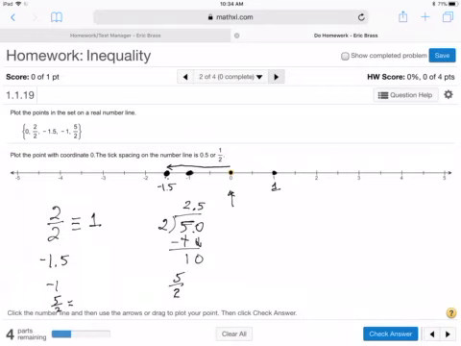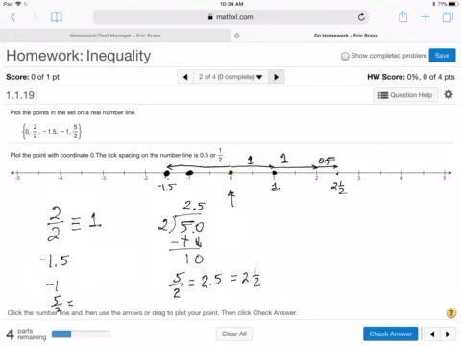5 over 2 equals 2.5. So that 0.5 is a half. So this is 2.5 or 2 1/2. You have 2, and then you have 1/2. So we have 1, 2, and then you have your 1/2 here. So this is 2 1/2.